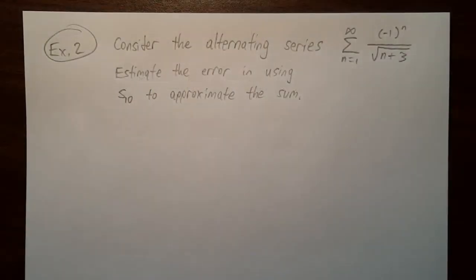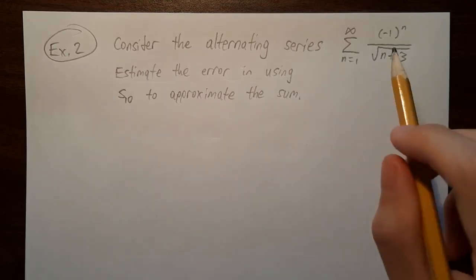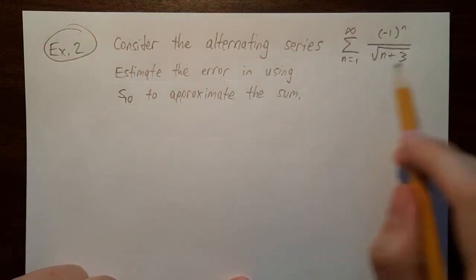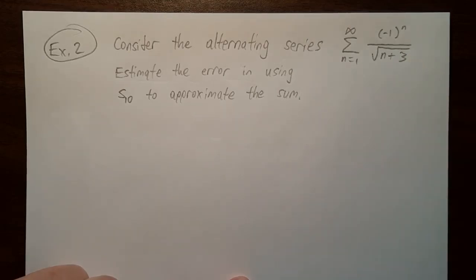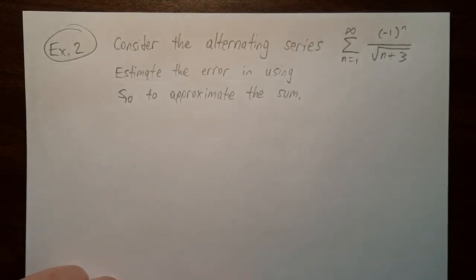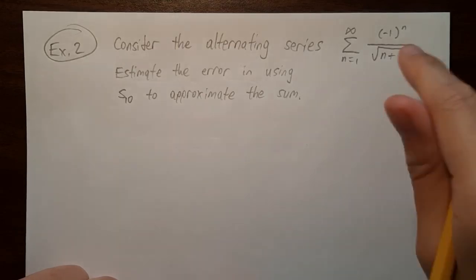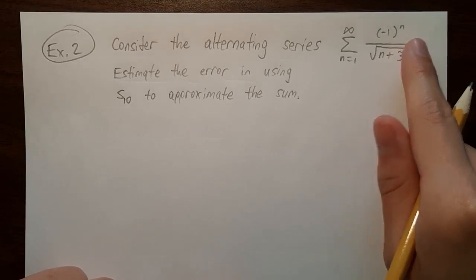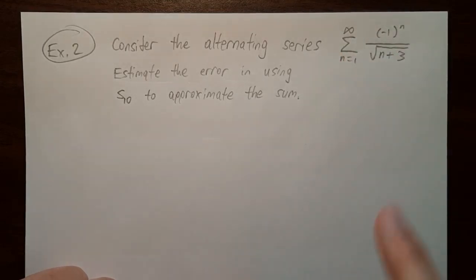All right, so let's do an example. Let's consider the alternating series, the sum from n equals 1 to infinity of (-1)^n divided by the square root of n plus 3. What we're going to do is estimate the error in using the 10th partial sum to approximate the sum. So we're imagining adding up the first 10 terms of the series, and we want to see how close we got to the actual sum, or at least approximately.